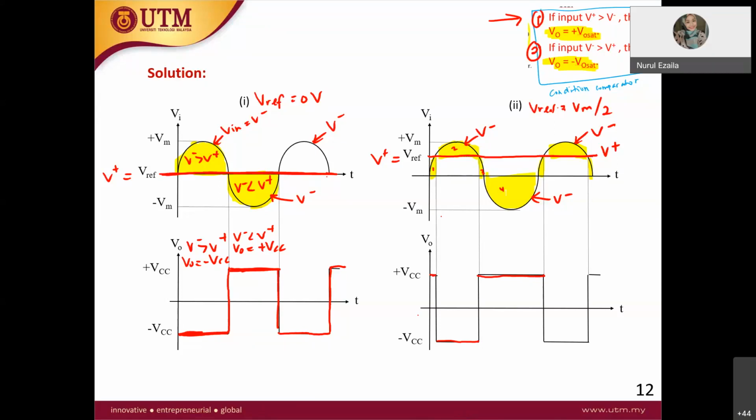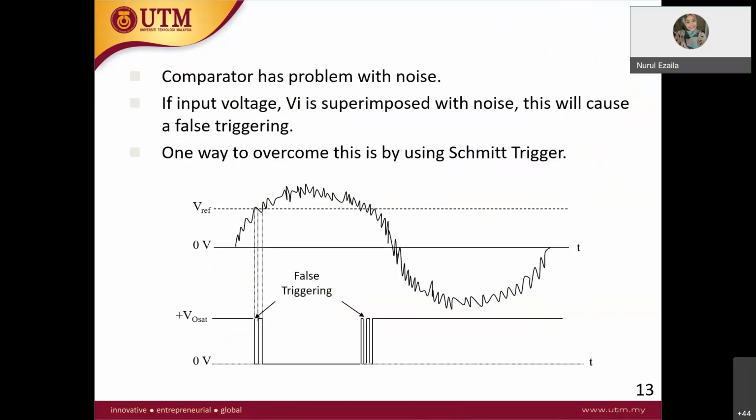Yes. All right, great. So the comparator has a problem with noise, of course. Please try. The comparator has a problem with noise because it is usually used in the ECG, in heart rate monitoring systems, basically in medical equipment. So if the input V in is superimposed with noise, this will cause false triggering. One way to overcome this issue is another type of nonlinear op-amp circuit, which is the Schmitt trigger.